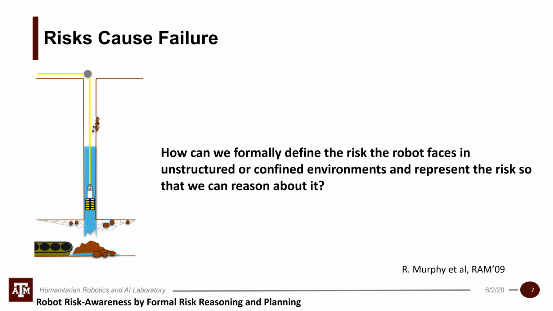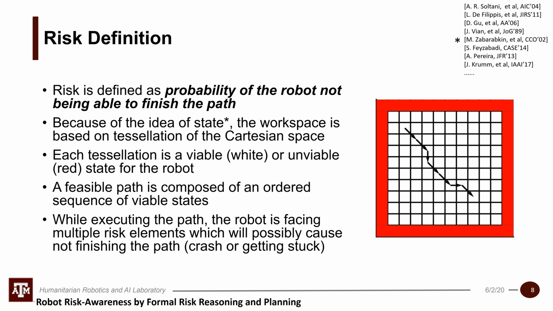So motivated by this example, we want to answer the question: how can we formally define the risk the robot faces in unstructured or confined environments and represent the risk so that we can reason about it? We formally define risk as the probability of the robot not being able to finish the path. To our best knowledge, risk has never been formally defined in the literature. In existing works, risk was related with collision, crash, being detected, etc., and was implied as a metric that becomes larger when being closer to obstacles.